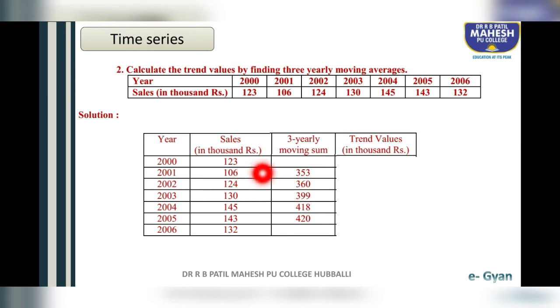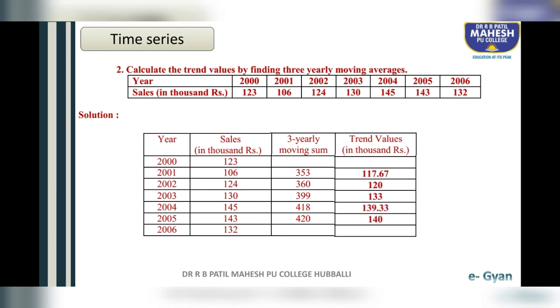Again you leave 106. Take 3 values. 124 plus 130 plus 145. The answer is 399. Again you leave this 124. 130 plus 145 plus 143 is 418. You leave this 130. Again you take 3 values. 145 plus 143 plus 132 is 420. Okay. So like this you have to find the 3 yearly moving sum.